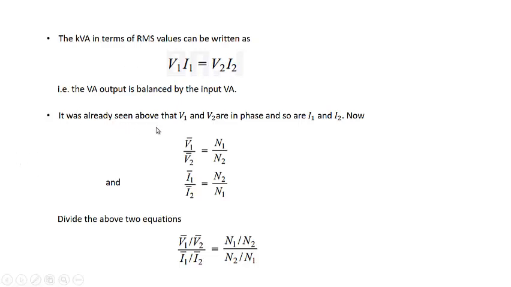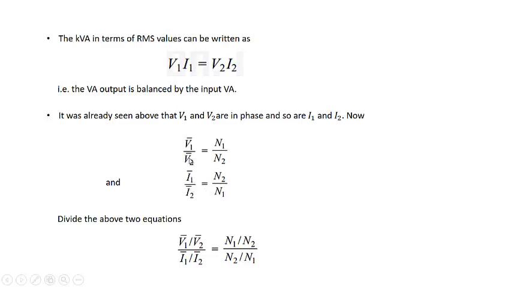It has already been seen above that V1 and V2 are in phase, and so are I1 and I2. Now, writing the equations again, the voltage and current equations in terms of the turns ratio: V1 by V2 is equal to N1 by N2, and I1 by I2 is equal to N2 by N1.